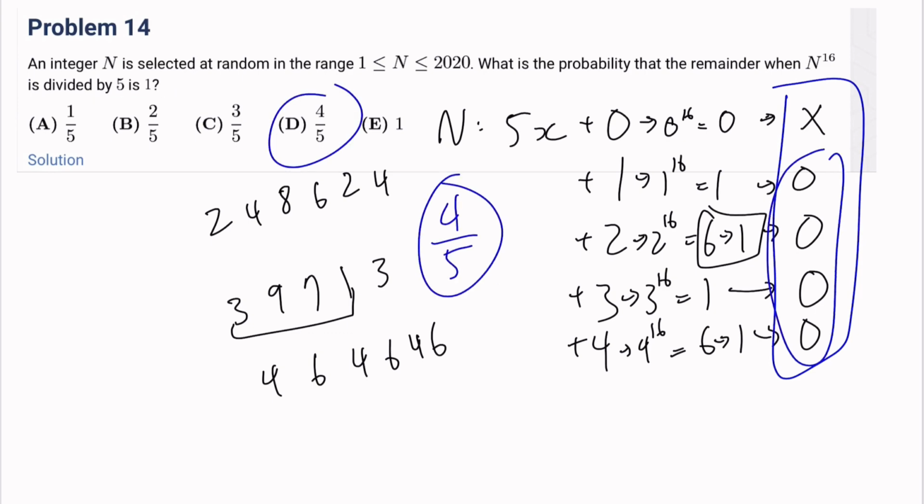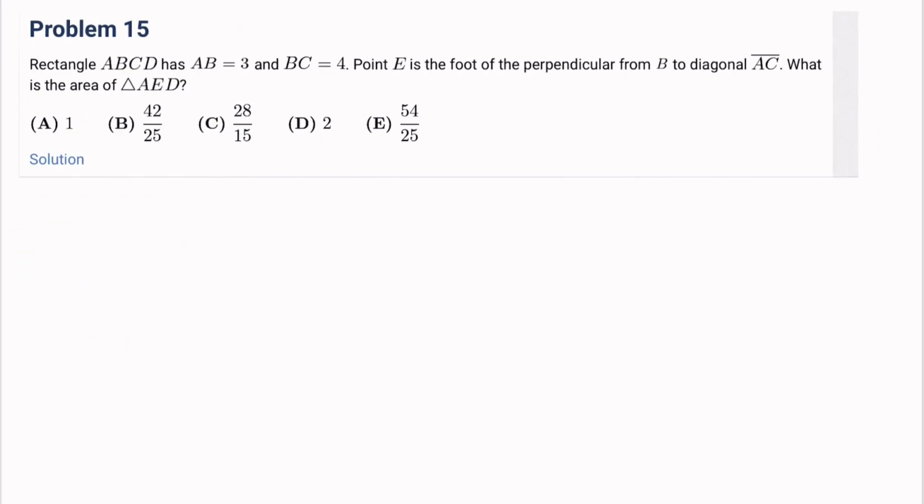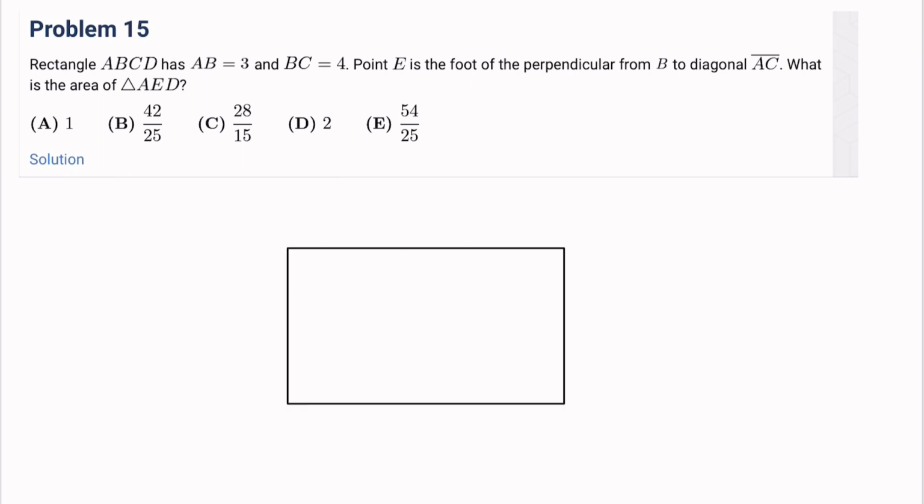The answer is D. Number 15, rectangle ABCD has AB equals 3 and BC equals 4. Point E is the foot of the perpendicular from B to diagonal AC. What is the area of AED? Okay, so let's say we have a rectangle A, B, C, D, like that, right? And so AB is 3 and BC is 4. Point E is the foot of the perpendicular from B to diagonal AC. So we have diagonal AC like that, and we have the perpendicular from B to AC like that, right?